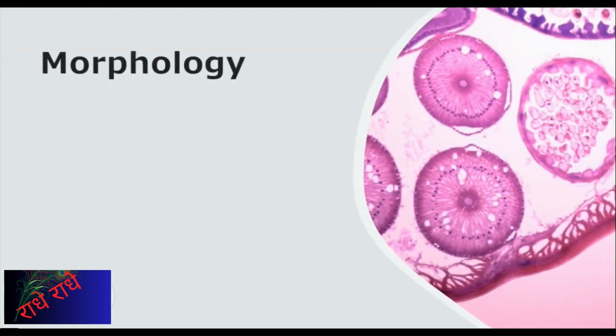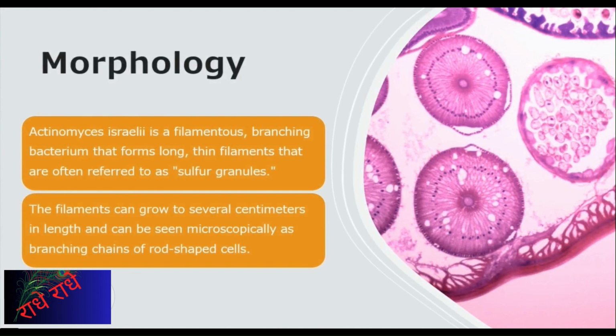A bacterium named Actinomyces israelii is an anaerobic, filamentous bacteria that exists in different habitats. Present in the environment such as soil, water, and in the human body, the bacteria displays long and thin filaments that can grow up to several centimeters in length. According to microscopic observation of the filaments, they appear like branching chains of rod-shaped cells.